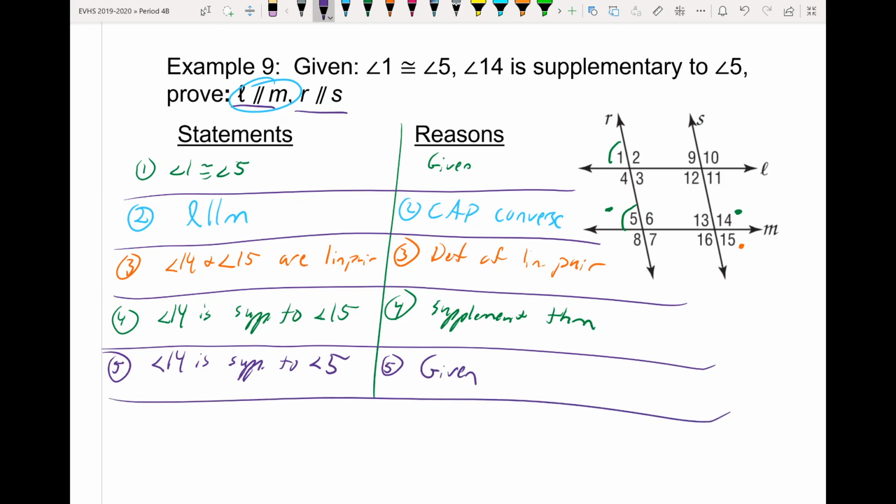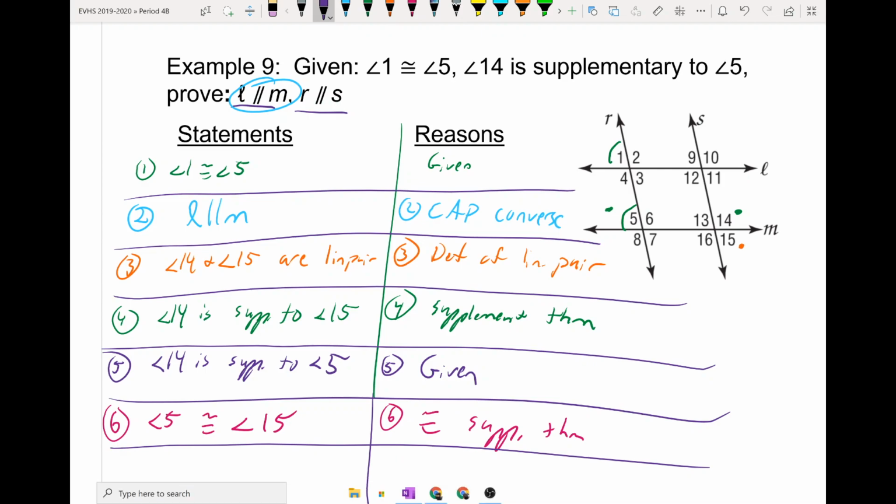And now, because I know that 14 is supplementary to 5 and 14 is supplementary to 15, do you remember what that one is? Not transitive. It's the congruent supplement theorem. The congruent supplement theorem says that if two angles are supplementary to the same angle, then they are congruent. So we got the congruent supplement theorem. That tells me that angle 5 is congruent to angle 15.